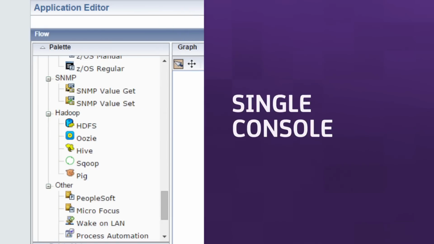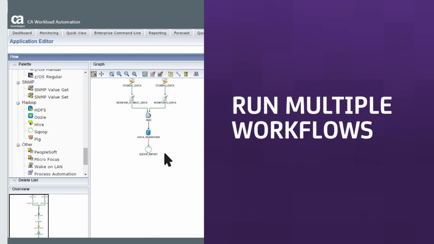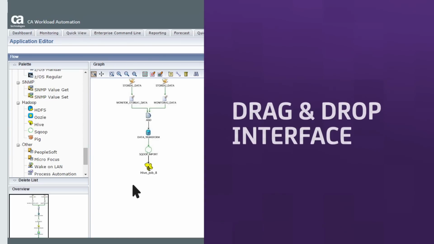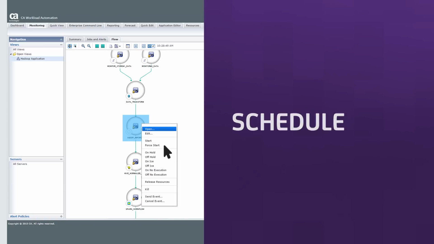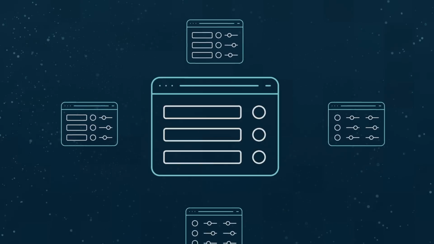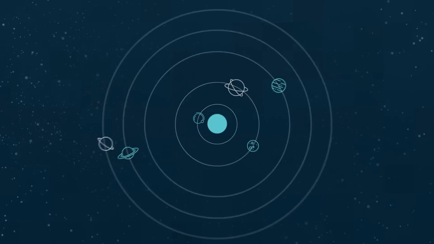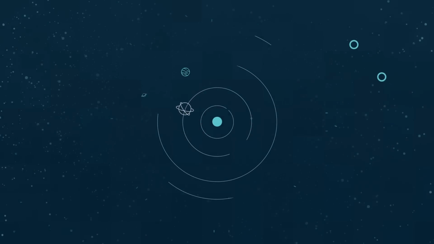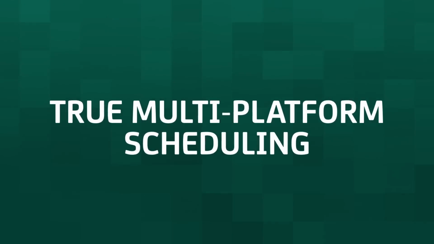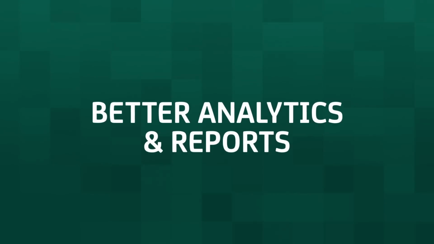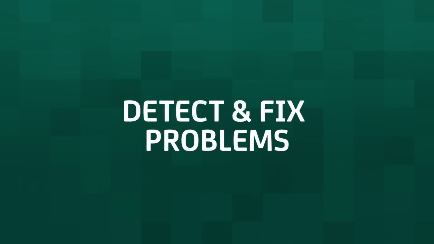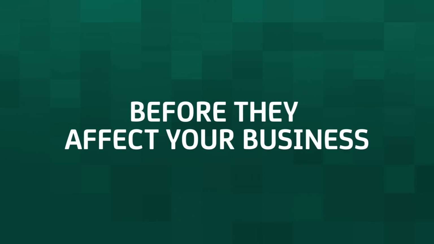Advanced Integration gives you a single console that lets you run multiple workflows and manage parallel jobs all through a drag-and-drop interface. You can monitor, schedule, and operate Hadoop and all your traditional apps seamlessly and visualize jobs end-to-end. And with all that data flying around, you're also well-protected. With CA's Advanced Integration, you'll have true multi-platform scheduling, generate better analytics and reports, save on training for different multiple platforms, and detect and fix problems before they affect your business.